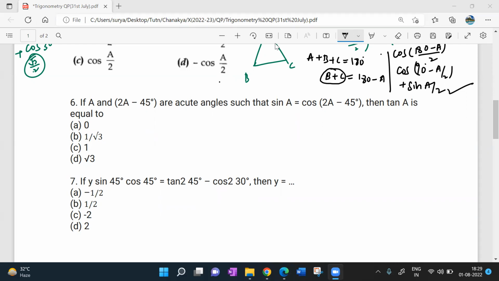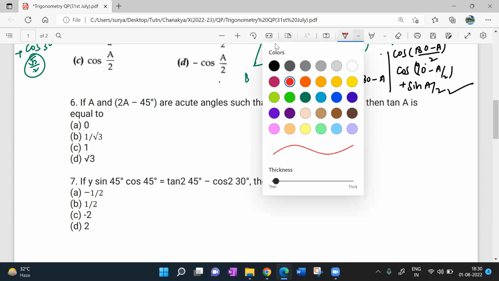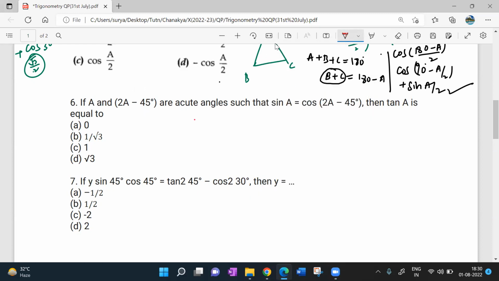No, beta. Look at this. What I'm trying to say. A and 2A minus 45 are acute angles. ठीक है? This is my right angle triangle. So if I take right angle triangle, beta, this is A, this is B, this is C. A comma 2A minus 45, they are acute angles such that sin A is equal to cos 2A minus 45. So sin A is what, beta? Cos 2A minus 45. Right?